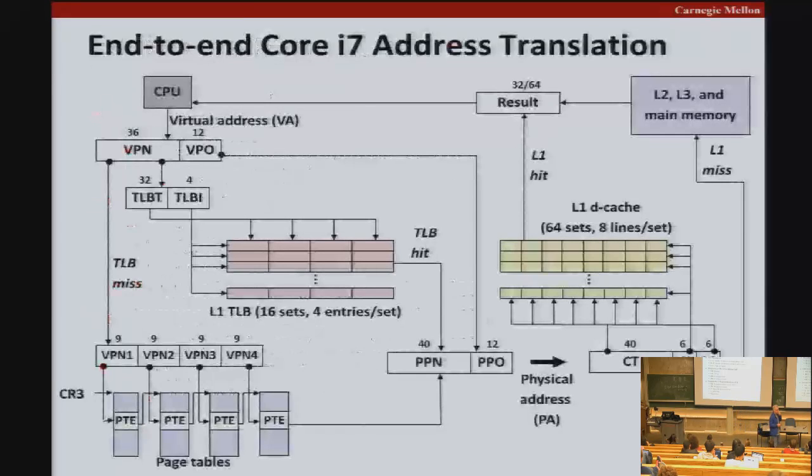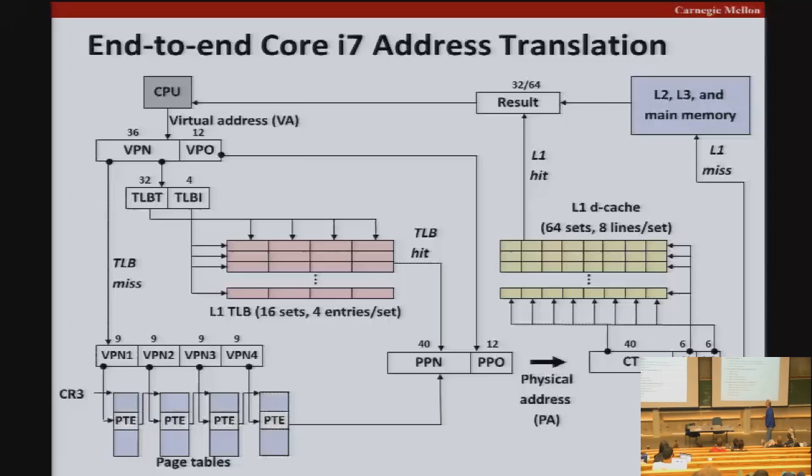Okay, so let's look a little bit more in detail at i7. Same basic symbols that we've been using all along. Okay, it's complicated. It's a real processor. Here's my CPU. It presents a virtual address, which remember is broken up into two pieces, a virtual page number and a virtual page offset.